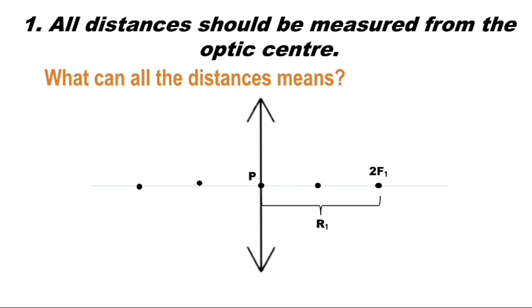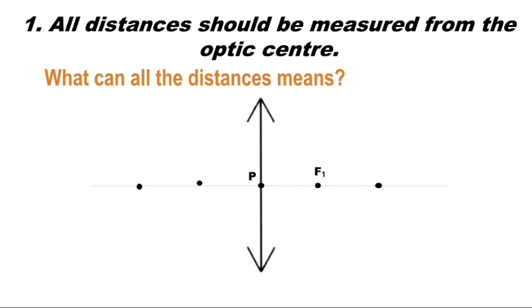We are having another surface here, so that's why we are having one more center of curvature, that is 2f2. The distance from optic center to 2f2 is also called radius of curvature, and it is denoted by r2. So this is the first distance, and you can see that it has two focal lengths.